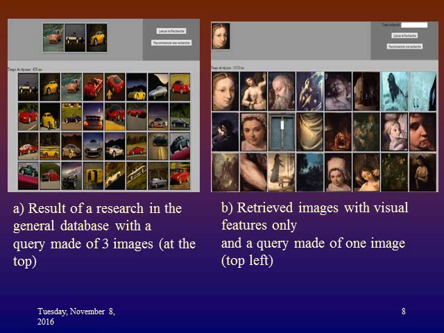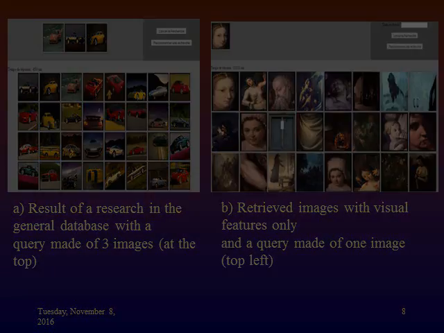And based on the visual features, when I drop a picture into the search bar, it will show retrieved images with visual features only and a query made of one image, which you can see on the right side of this slide. So I will let you know how these features, color, texture, and shape, are used to retrieve.